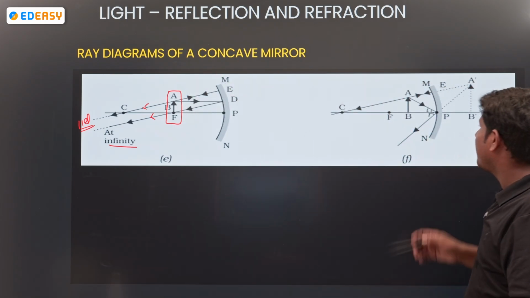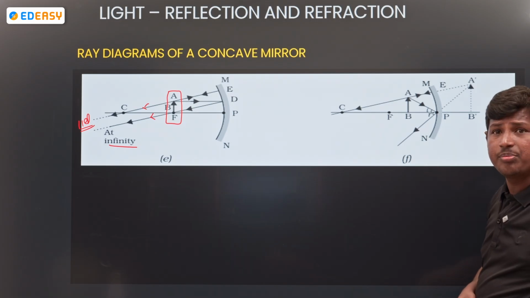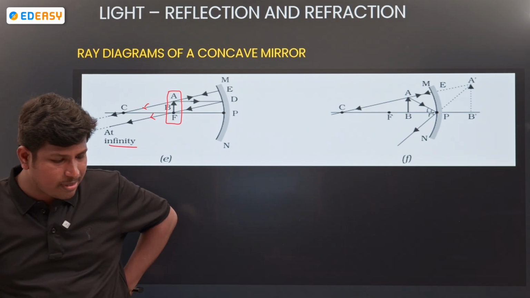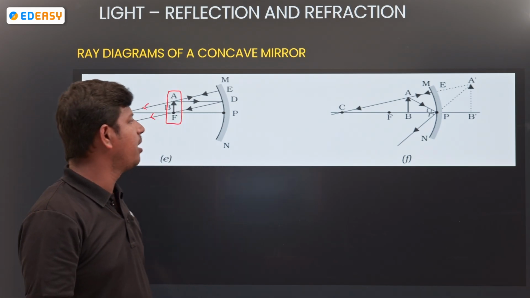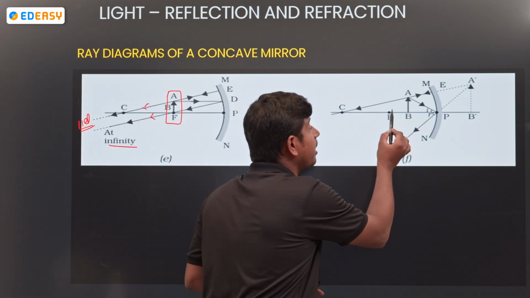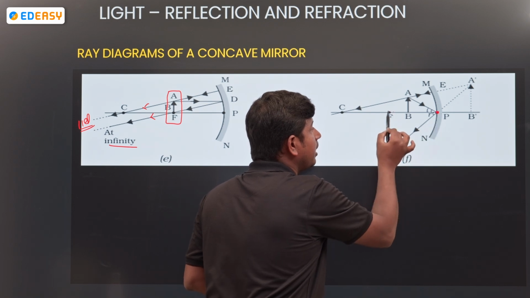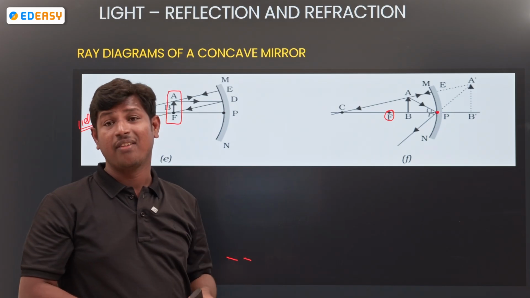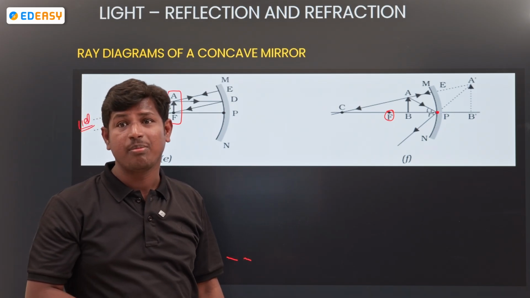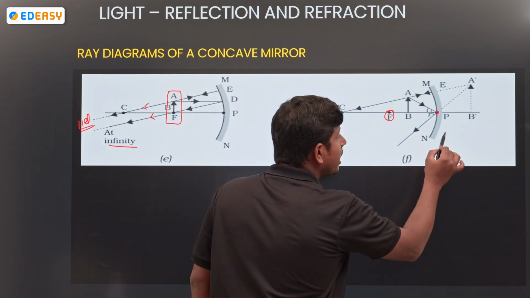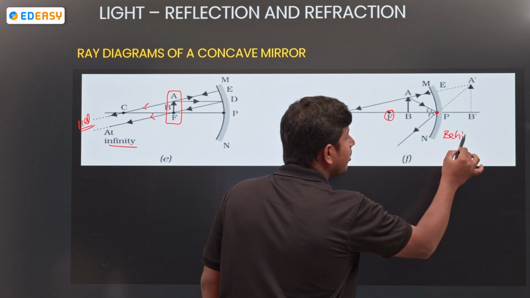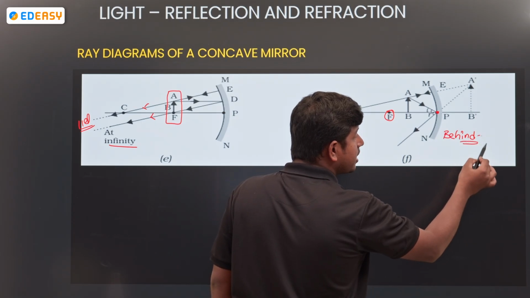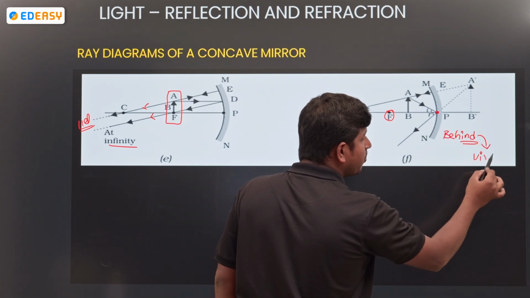Next, look here. Where is the object now? From the comment section, where is the object? Between P and F. Very good. See, here it is P, here it is F. The object is between P and F. Where will the image be? Behind the mirror. If the image takes place behind the mirror, what type of image is it?